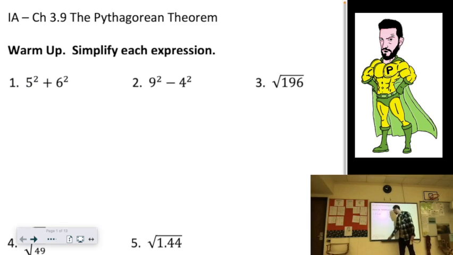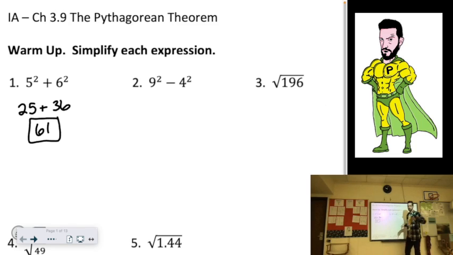25 plus 6 squared is 36. 25 plus 36 would be 61. Great. That was almost too easy.